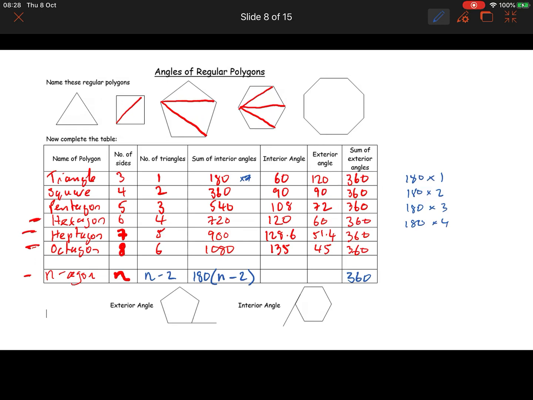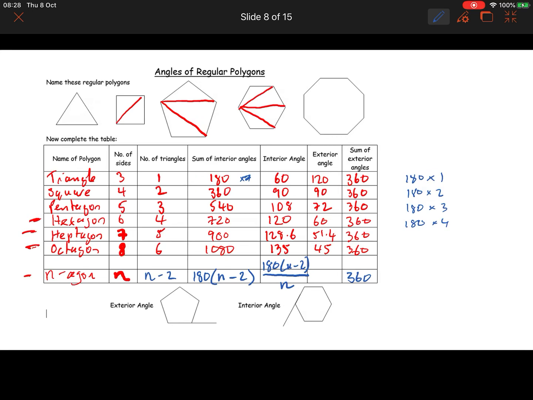Okay? What about the interior angle? Well, the interior angle, all we did was do the sum of interior angles and divided it by the number of sides. For example, for a hexagon, I did 720 divided by 6. So all it's going to be is 180 lots of n minus 2 divided by the number of sides. Okay?